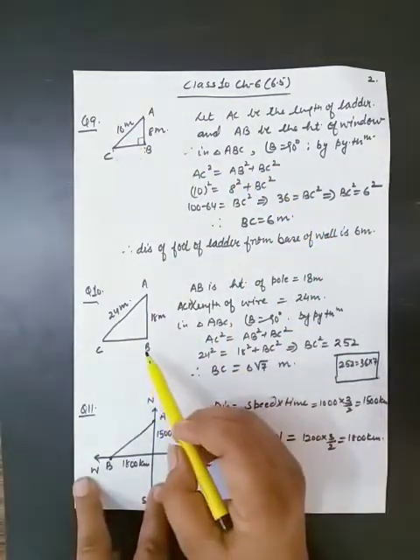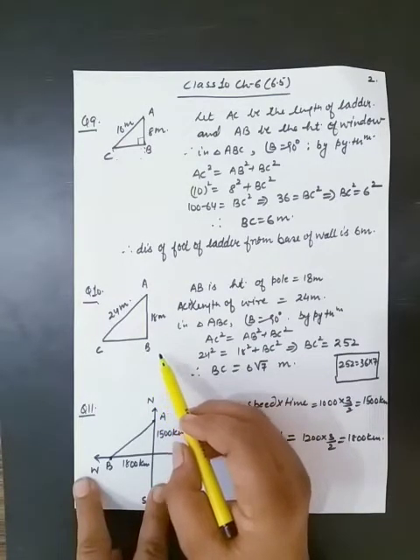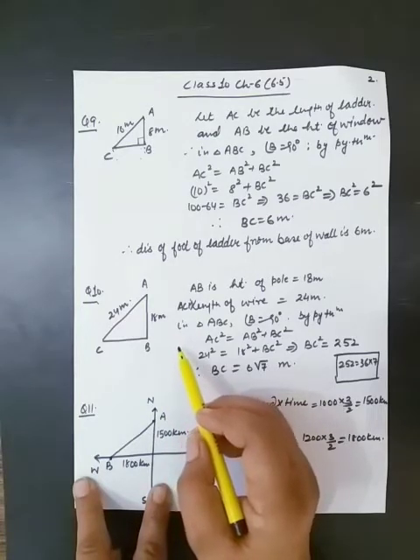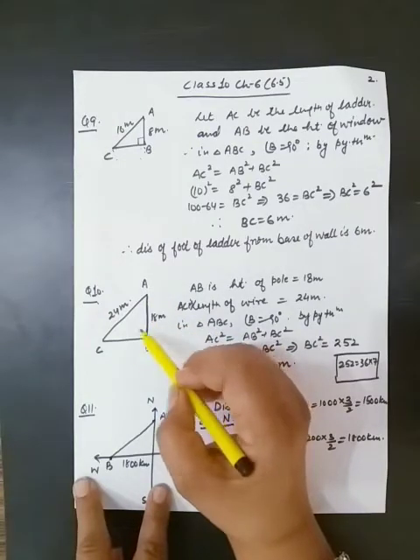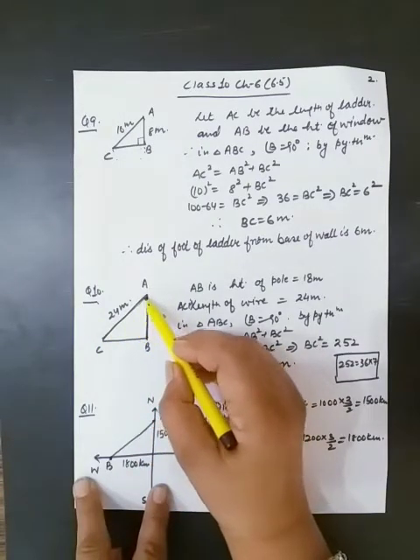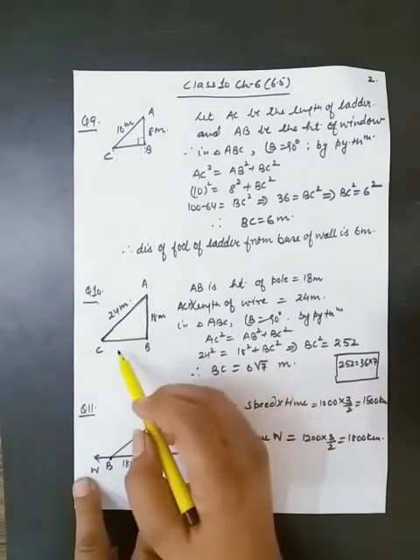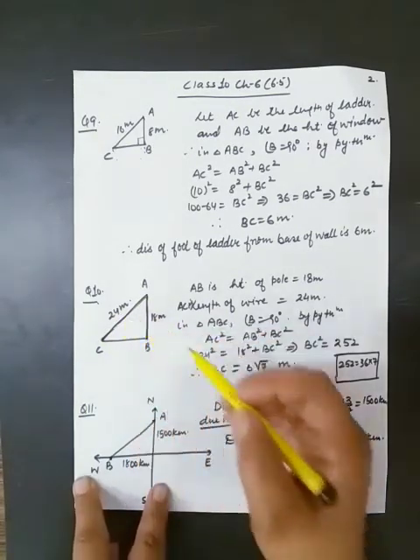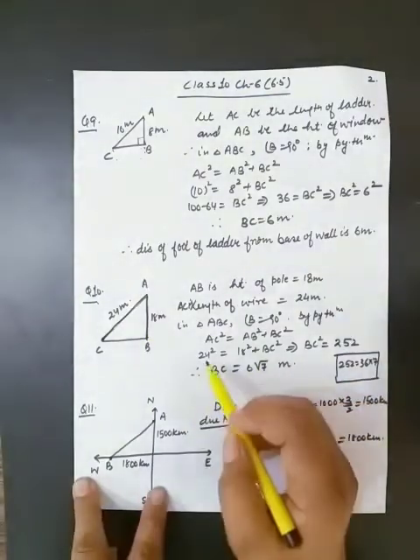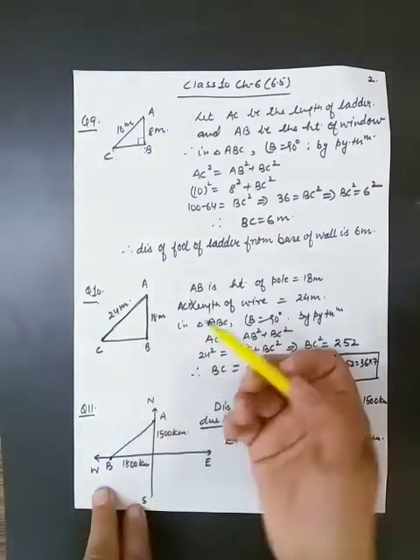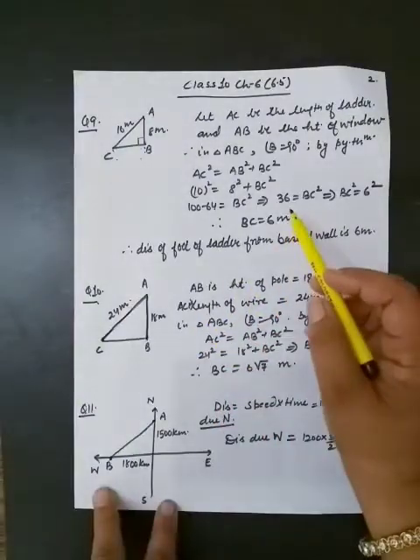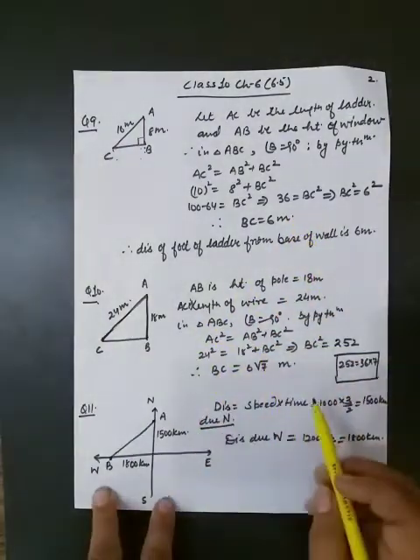In question number 10, a guy wire attached to a vertical pole of height 18 meter is 24 meter long. Meaning with a pole, here AB is the height of pole and AC is the length of wire. A wire is attached, that is 24 meter long. And we have to find the distance of the foot of ladder from the base of wall. It means again we have to find BC. Similar question as question number 9, we can find the value of BC.